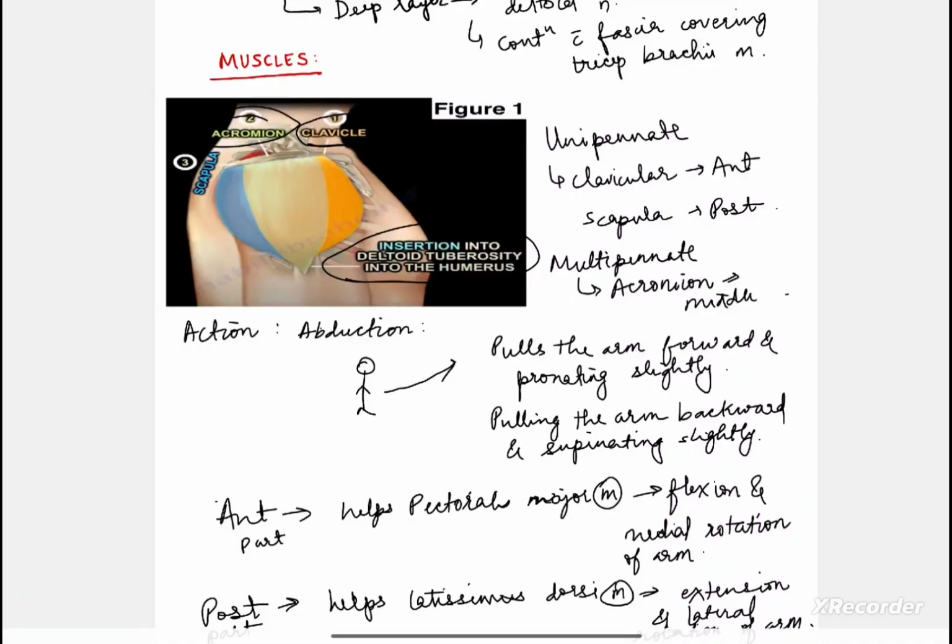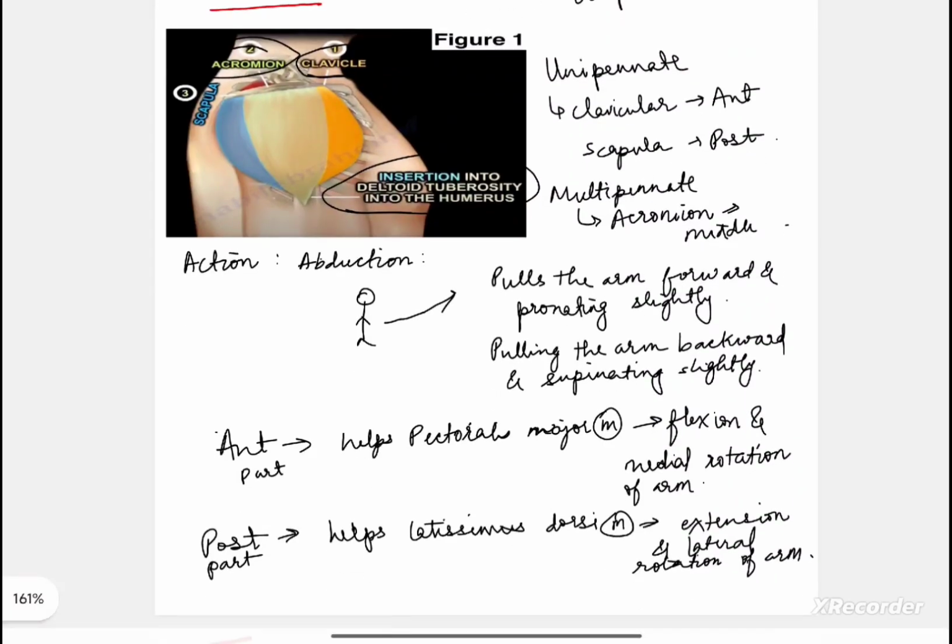What is the action? Action is the abduction. What does it mean? It takes the arm forward and pronates slightly, and also takes the arm backward and supinates slightly. Now, the anterior part of this muscle helps the pectoralis major muscle in flexion and medial rotation of the arm, and the posterior part of this muscle helps latissimus dorsi muscle in extension and lateral rotation of the arm. So till here, I hope it is clear.